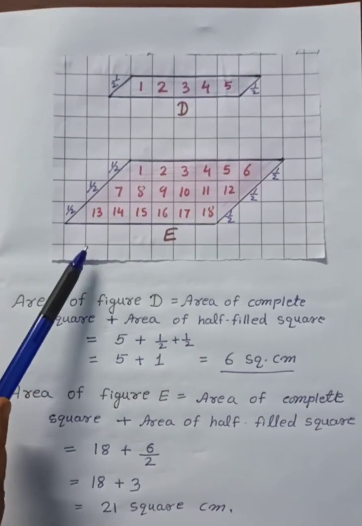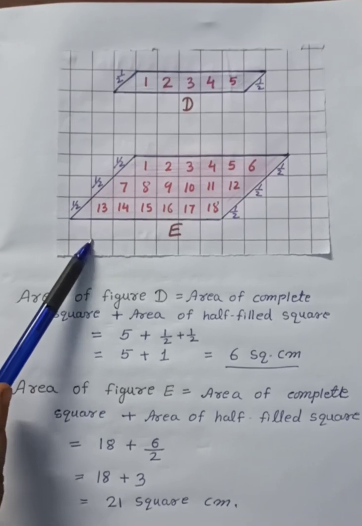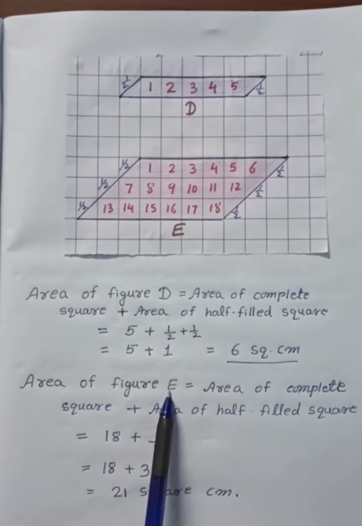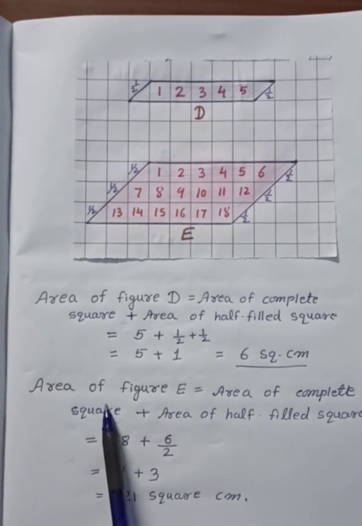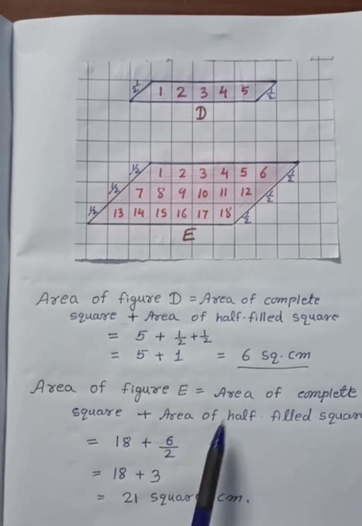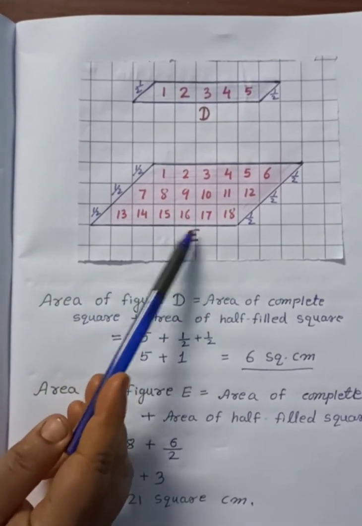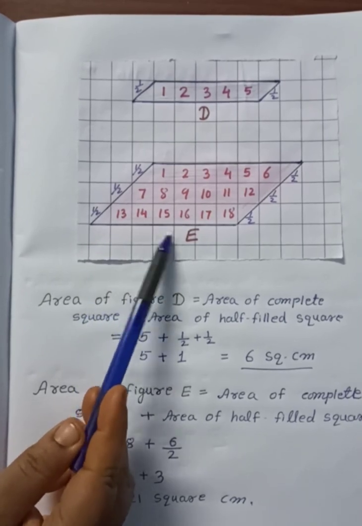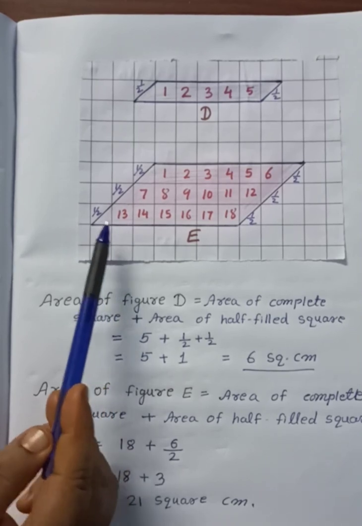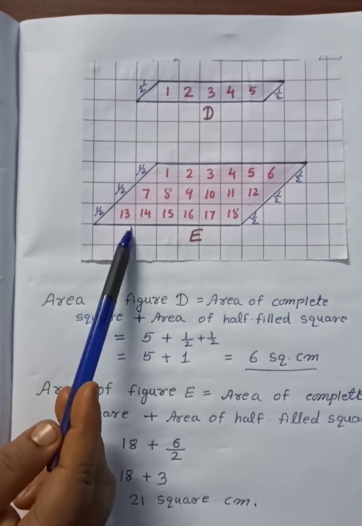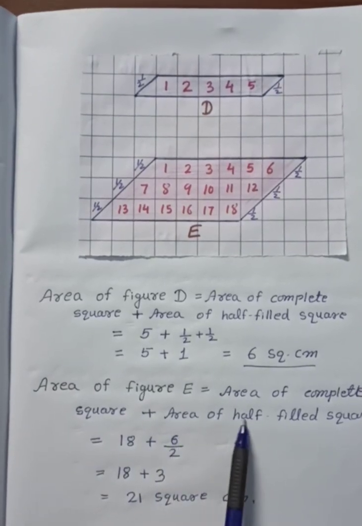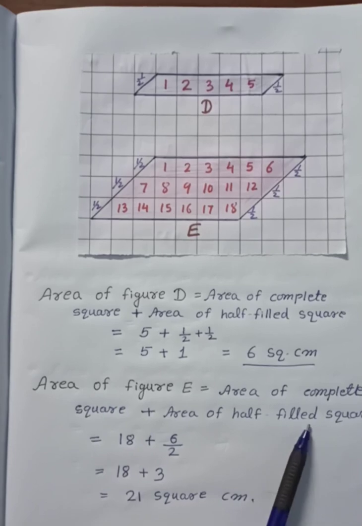Now children, we will see the figure E, shape E, and we have to find the area of shape E. So first what we write? Area of complete square. Okay. Then plus area of half filled square. Children, here is not area of more than half filled square. Are you seeing here? So we will not write area of more than half filled square. So we will write only area of exactly half filled square.